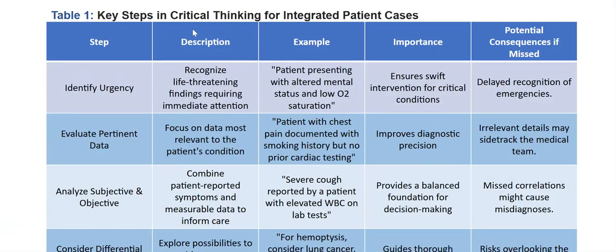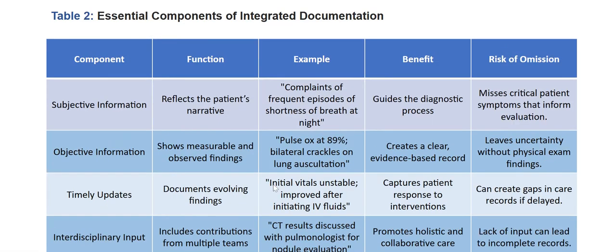Next, we have summary tables. Here we have a table on key steps and critical thinking of integrated patient cases: step, description, example, importance, and then potential consequences if missed. Steps: identify urgency, evaluate pertinent data, analyze subjective and objective, consider differential diagnosis, propose follow-up investigations. Here we have a table on essential components of integrated documentation: component, function, example, benefit, risk of omission. Components: subjective information, objective information, timely updates, interdisciplinary input, consolidated assessment.